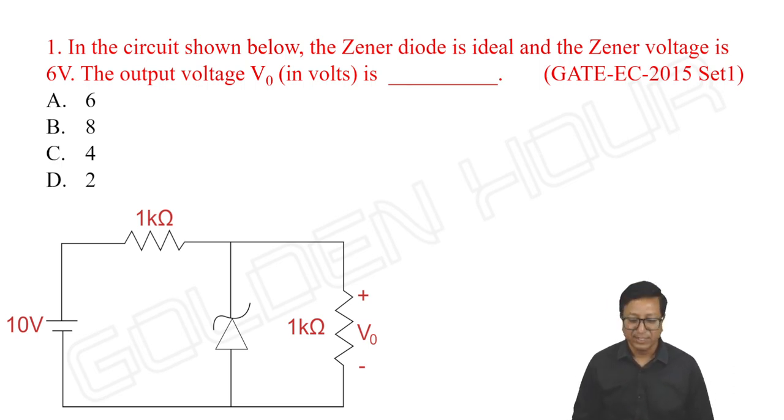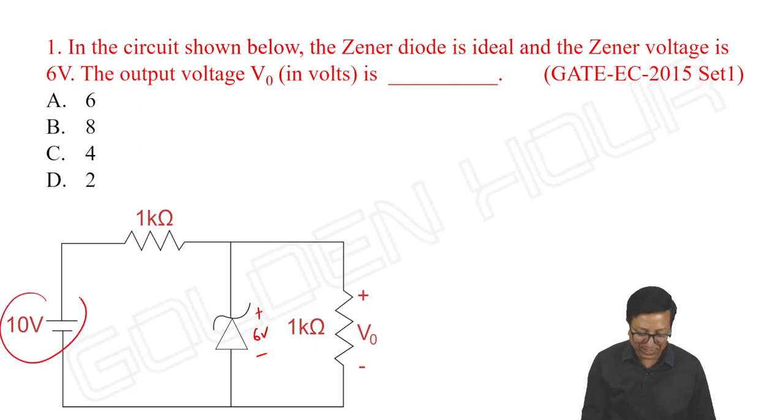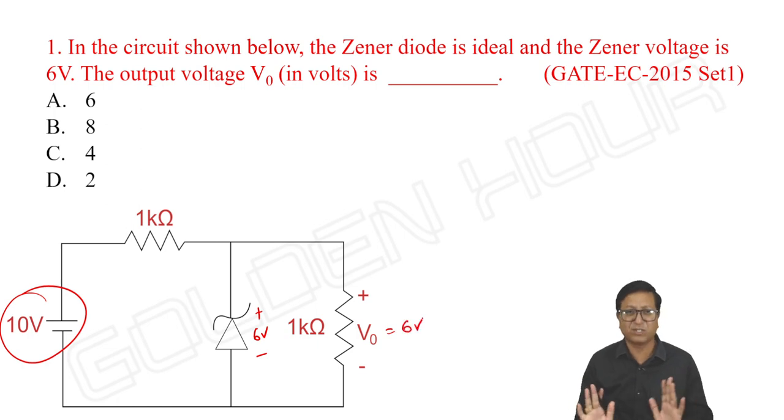See, in the circuit shown below, the Zener diode is ideal with a Zener voltage of 6 volts. Its breakdown voltage is 6 volts. Fine. And the input is greater than its breakdown voltage. The moment you see, you feel like the output should be equal to 6 volts. That's what we take by default. But is it right so? Such a simple problem they asked.